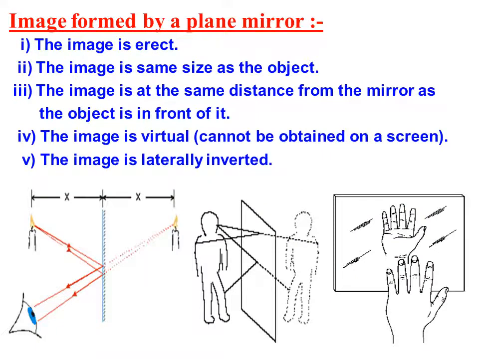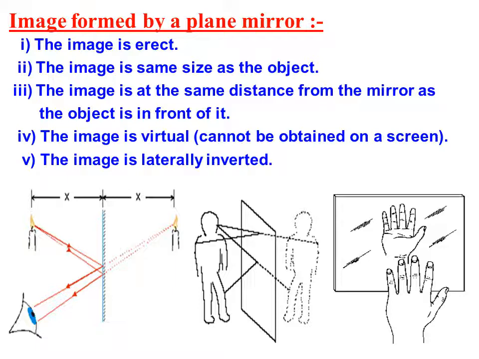So, image formed by a plane mirror. Let's talk about the image formed by a plane mirror. What type of image does a plane mirror form? The image is erect. Erect means it's always upright, straight. The image is of the same size as the object.